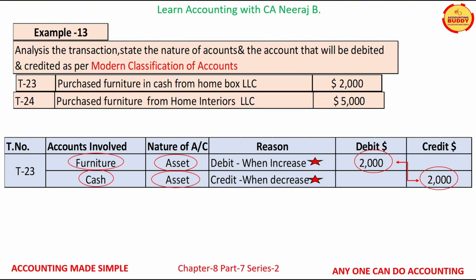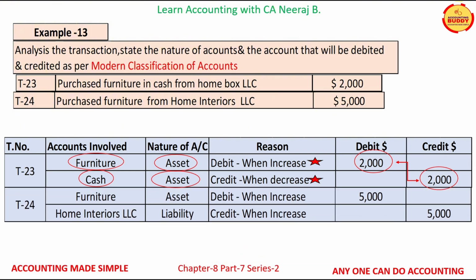Transaction T24 is business purchased furniture for $5,000 from Home Interiors LLC. The two accounts affected by this transaction are furniture account and Home Interiors LLC account. Under modern classification of accounts, furniture is an asset. An asset account is debited when asset value increases. Home Interiors LLC, supplier of furniture, is a liability account, and the liability account is credited when liability increases.